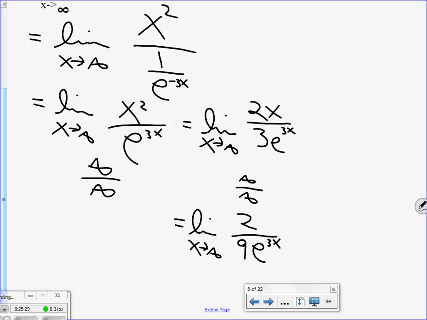Times 0 is always going to be a 0. Because it's the 3's here, and then when you take the derivative, the derivative of e to the 3x is e to the 3x times 3. So you have 3 times e to the 3x times 3, or 9e to the 3x. Bam. So yes, now we are going to get 2 over infinity. That's 0. You don't have to write this. You just say 0.